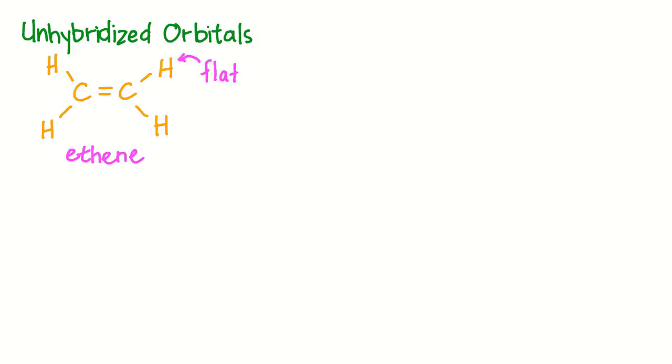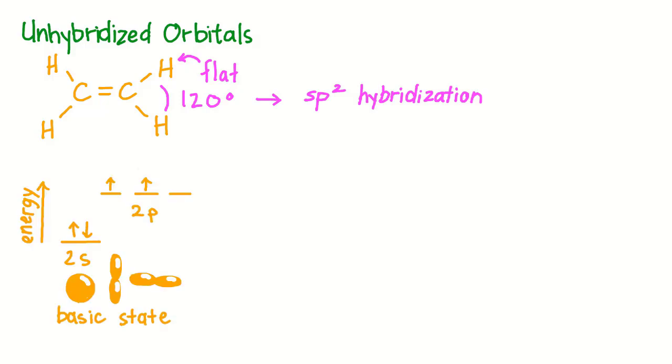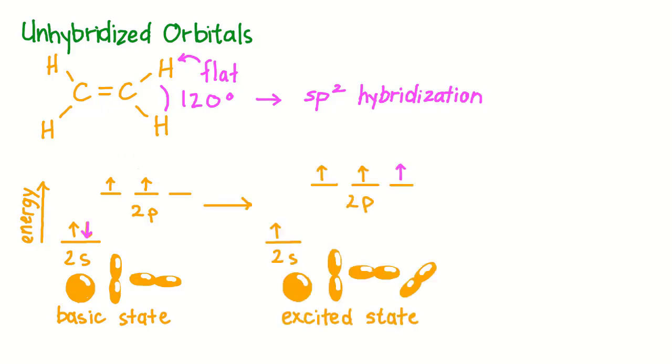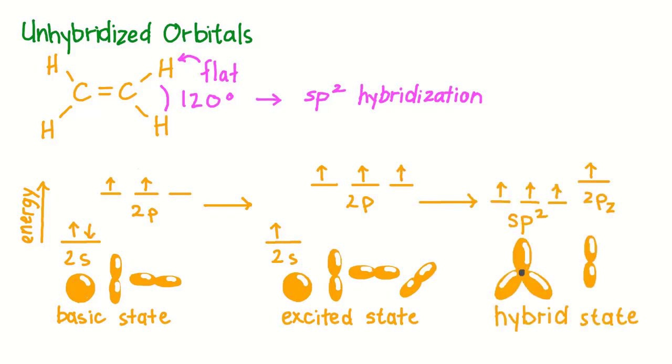We know that ethene is a flat molecule with 120-degree bond angles, which suggests sp2 hybridization. Let's walk through the hybridization process for one of the carbons in ethene. We'll start off, as always, with the valence electrons of the carbon in their basic state. One of the 2s electrons will be promoted, putting the carbon in an excited state. The unpaired electrons in the 2s and 2 of the 2p atomic orbitals will be hybridized to create 3 sp2 hybrid orbitals. But one of the 2p orbitals will remain unhybridized.